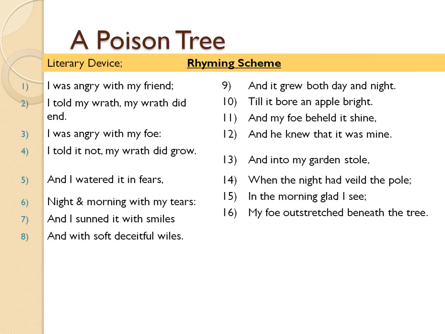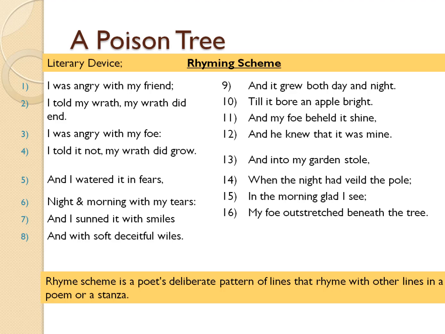So what is rhyming scheme? Rhyming scheme is actually the poet's deliberate pattern of lines that rhyme with other lines in the poem or stanza. In his poem A Poison Tree, Blake has used the rhyming scheme AABB. A Poison Tree consists of 4 stanzas, and each stanza has 4 lines. Let's look at the rhyming scheme of A Poison Tree.